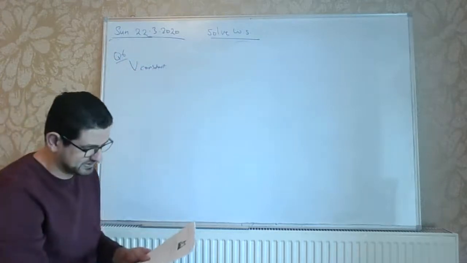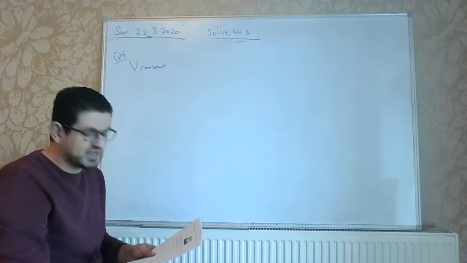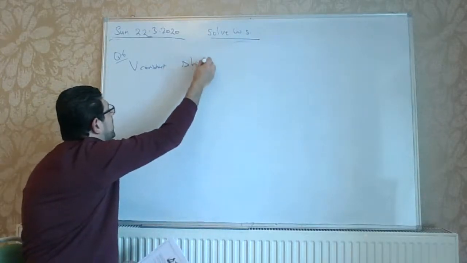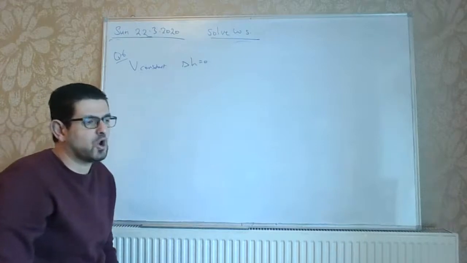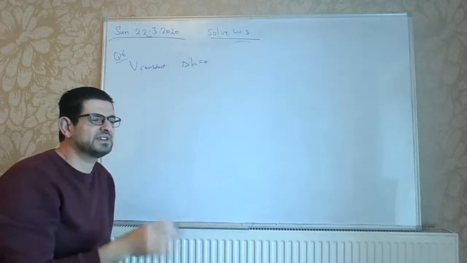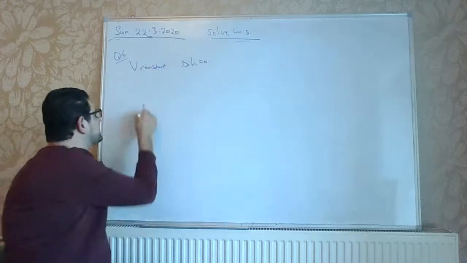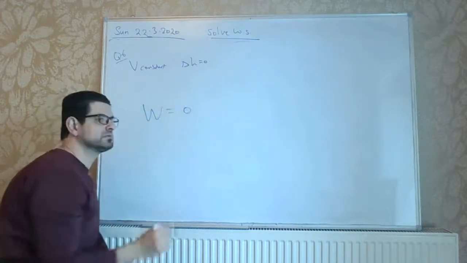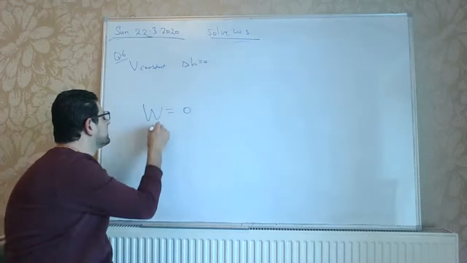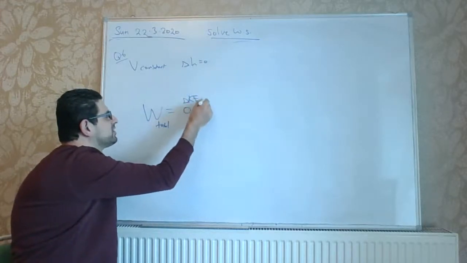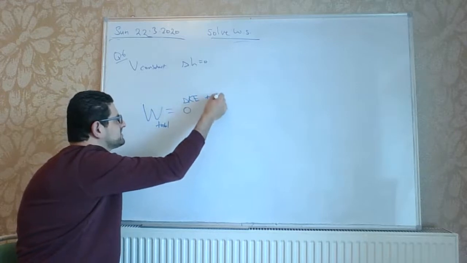V is constant. When the treadmill is horizontal, delta H equals 0. So all of your work done is done against the friction. That's it. The total work done is 0, because there is no change in kinetic energy and no change in gravitational potential energy.